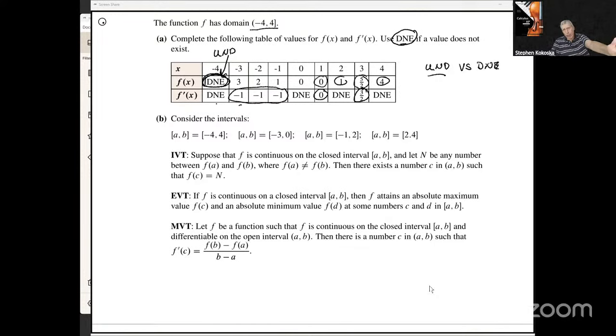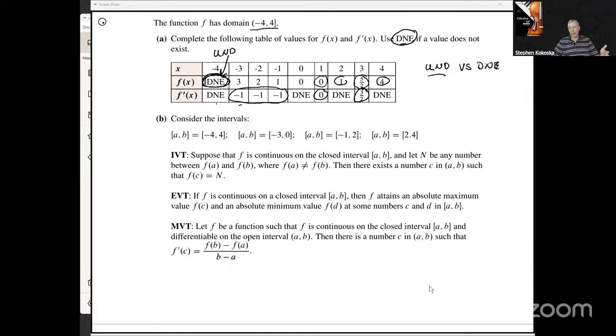You will remember these conclusions about the intermediate value theorem, the IVT, the EVT, that there are extreme values, and the MVT, that there is a value so that the derivative is equal to the slope of that secant line at some point c. I'm reminded that these are existence theorems.